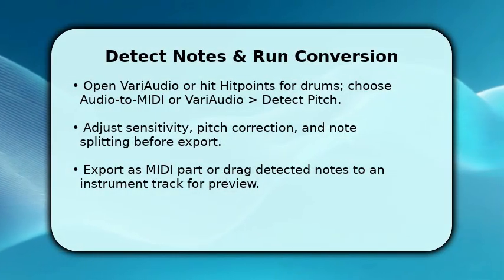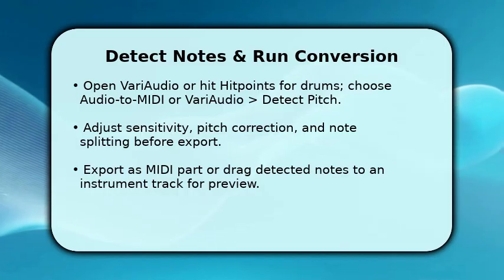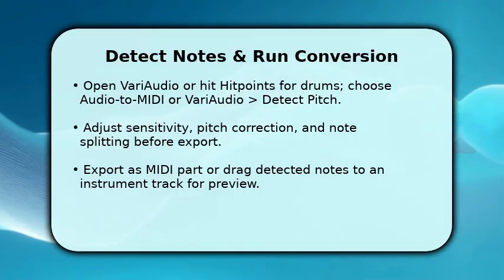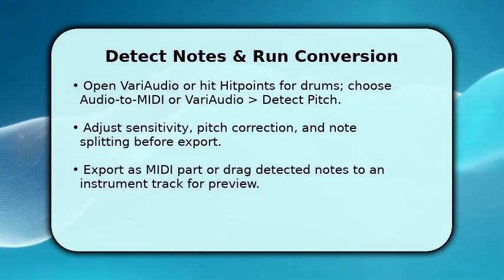Next, perform the actual analysis and convert detected notes into MIDI. For monophonic melodic lines, open the audio editor and run VariAudio detection. For rhythmic material, slice with hit points, then use drum replacement or the convert to MIDI function. Adjust detection sensitivity and correct pitch segments manually. This reduces false notes and jitter.